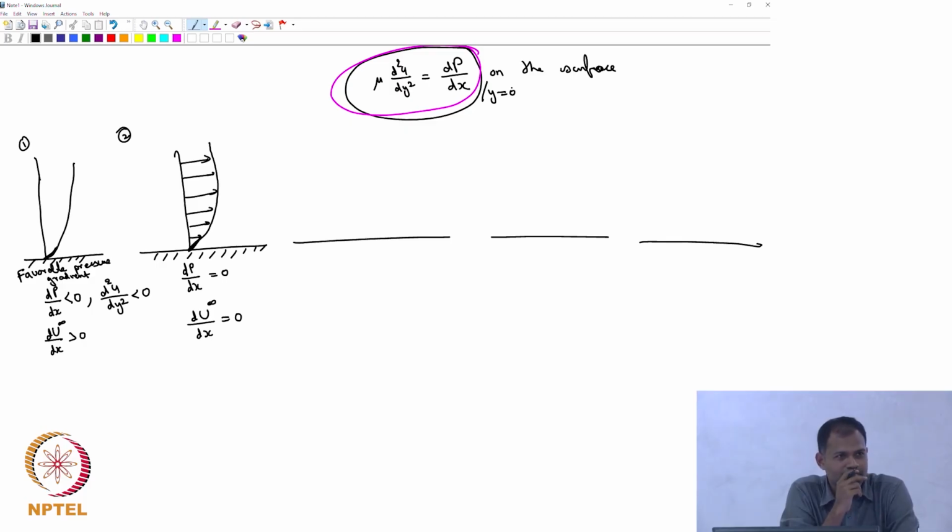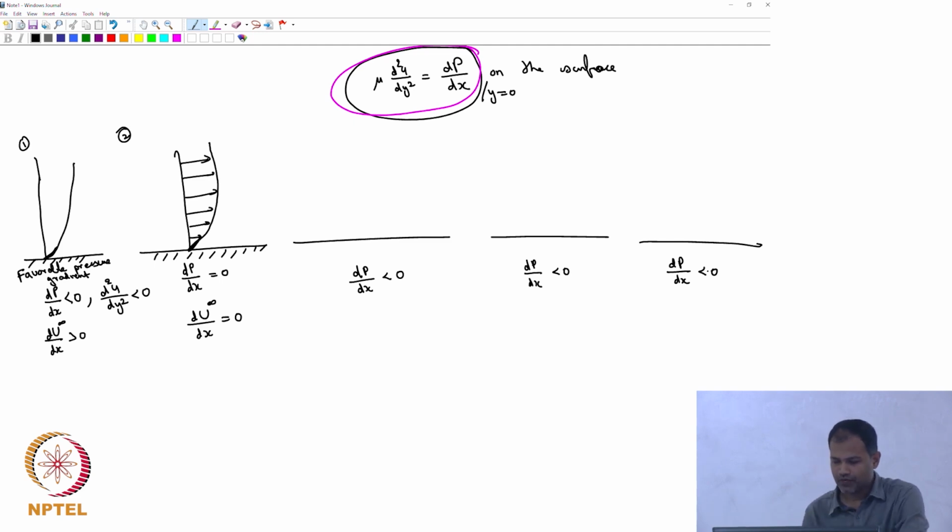You have some doubts? No. Okay, so if I have a case where dp by dx is less than 0, in fact all three cases are going to be dp by dx less than 0. What do we know about d square u by dy square at the wall? It should be greater than 0, correct? So that means my curvature can't be like this. My curvature should change sign.